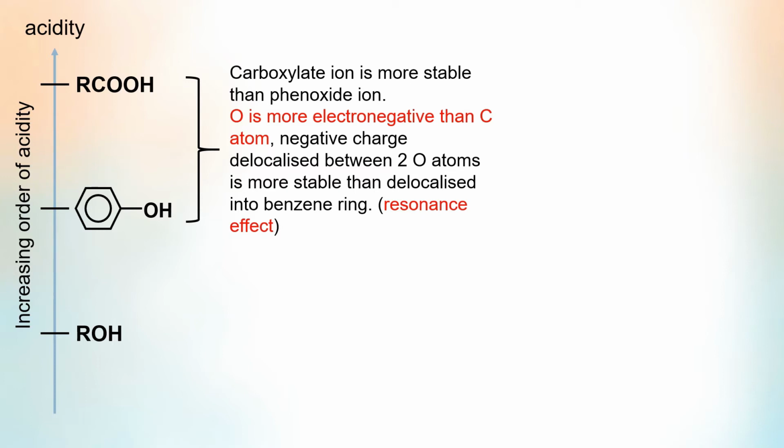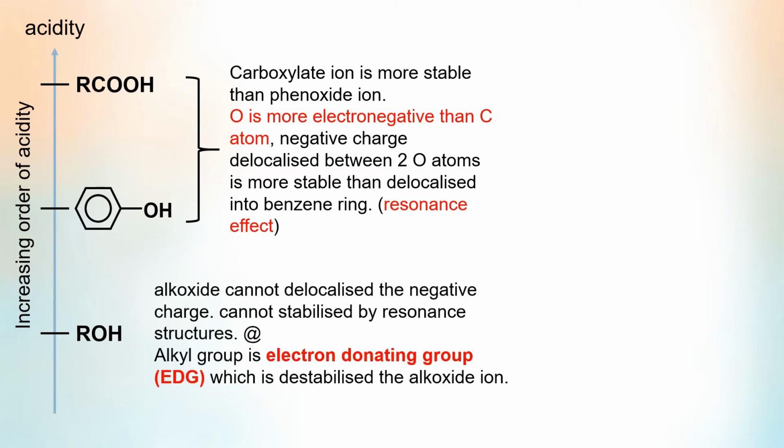While aliphatic alcohol has the lowest acidity because the alkoxide ion cannot delocalize the negative charge and cannot be stabilized by resonance structure. We can also mention that alkyl group is an electron donating group which destabilizes the alkoxide ion by increasing the electron density at the oxygen ion.